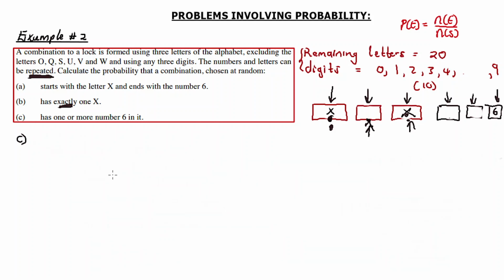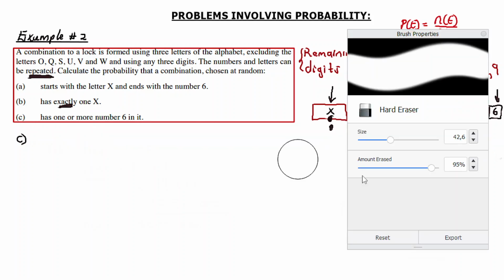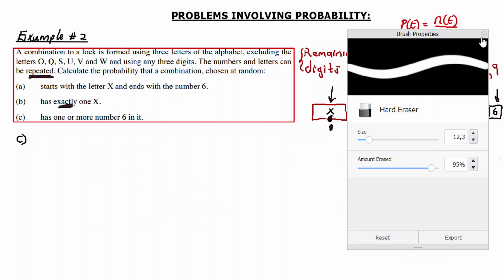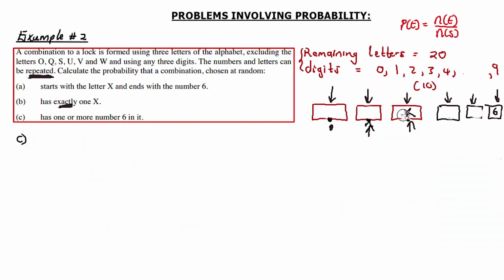Alright, for C, this question is a little bit tricky, but you know, it's simple. It just needs you to understand the question much better, to understand what is being asked. So this time it's only 6 that has only one or more 6 in it. The combination has only one or more 6 in it.